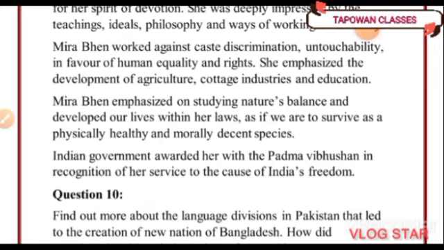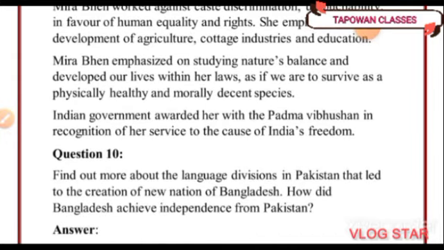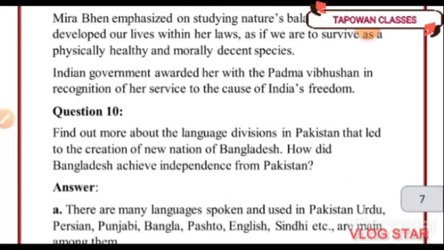She emphasized the development of agriculture, cottage industries and education. Meera Behn emphasized studying nature's balance and developing our lives within its laws, if we are to survive as a physically healthy and morally decent species. The Indian government awarded her the Padma Bhushan in recognition of her service to the cause of India's freedom.